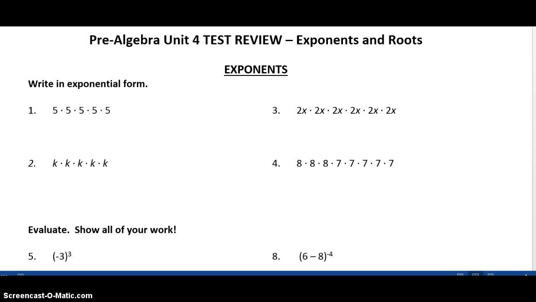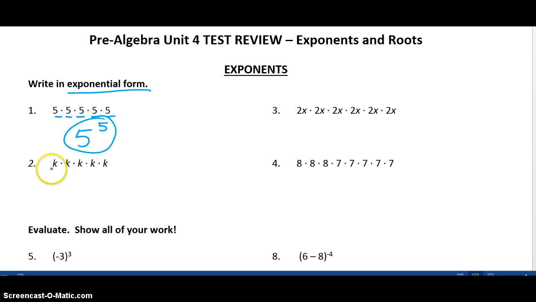The first section is about exponents. We have to write these repeated multiplication problems in exponential form. Our first one is 5 times 5 times 5 times 5 times 5. When writing in exponential form, whatever number we're repeatedly multiplying is our base, which is 5, and the exponent is how many times we are multiplying it. So it should be 5 to the 5th.